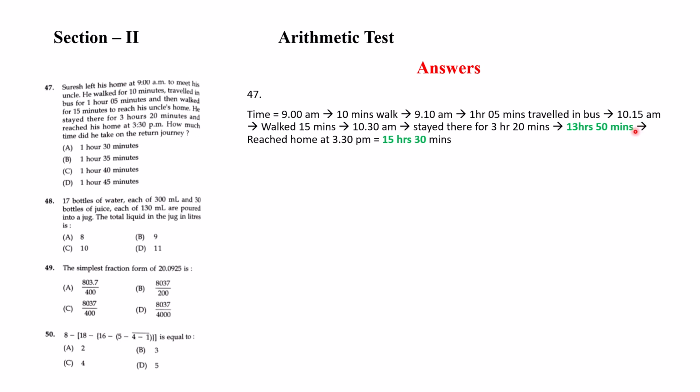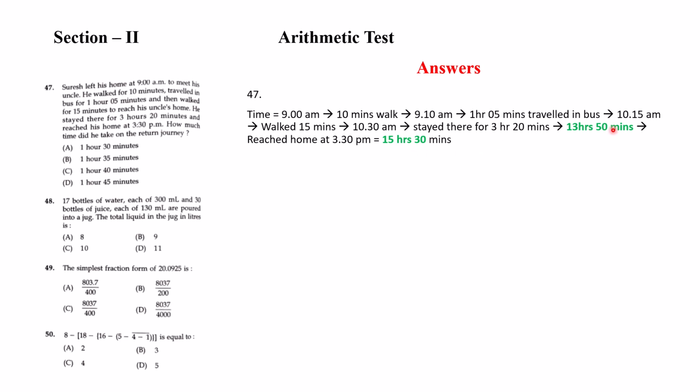Similarly, he says that he reached home back at 3:30 p.m. If I write it in the railway timing form, 3 o'clock in the afternoon would be after 12, it is 13, 14, 15. That is 15 hours 30 minutes. Now you can easily subtract to know how much time he spent there. 15 hours 30 minutes minus 13 hours 50 minutes.